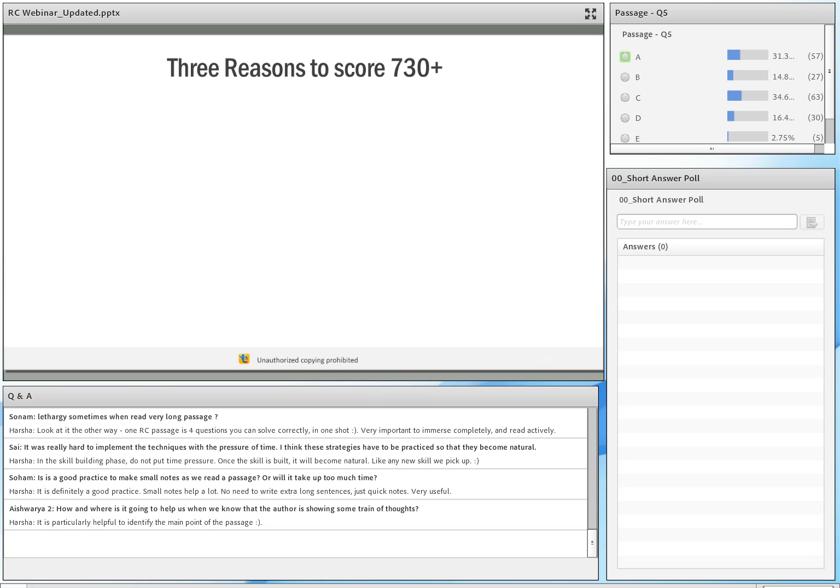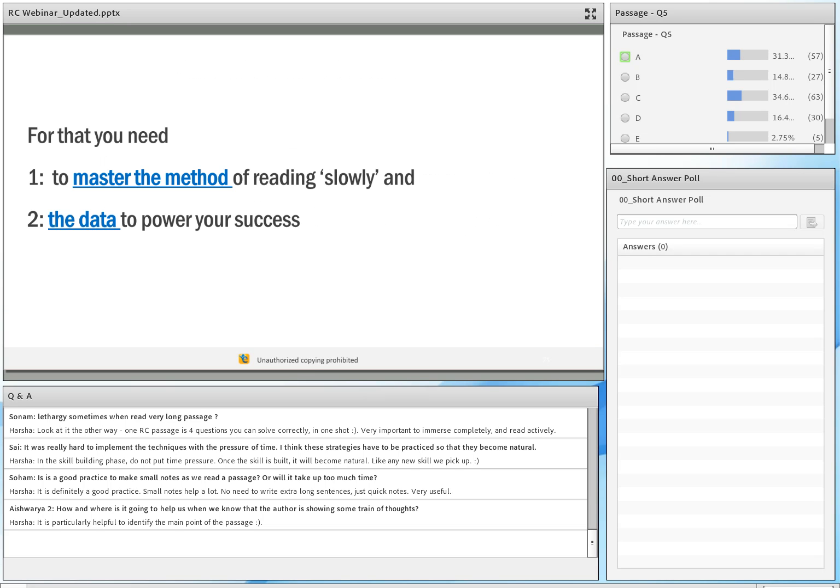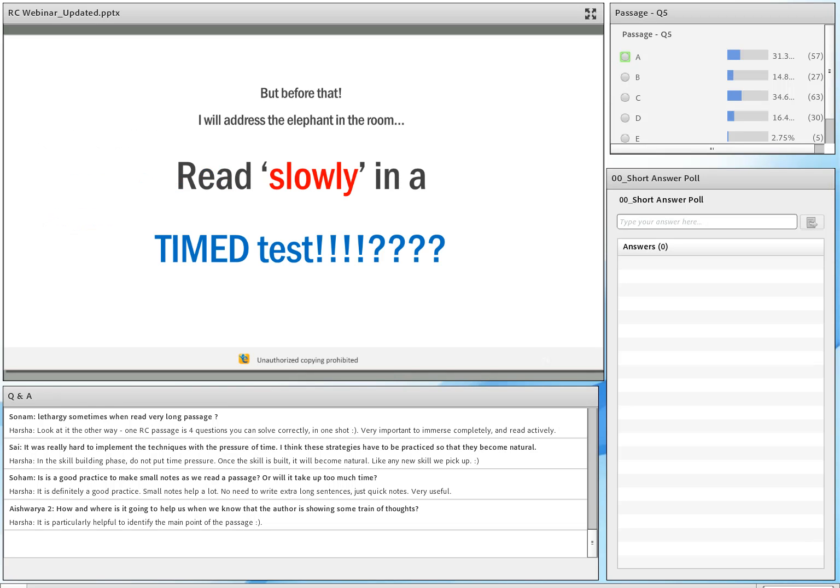So some of you are wondering, should I read slowly in a timed test? How many of you find this recommendation surprising, or the opposite of what you've heard? How many of you are hearing this for the first time: read slowly on the GMAT where I'm worried about timing? And if you read slowly, it doesn't matter if it's too slow, because you would become fast right away.